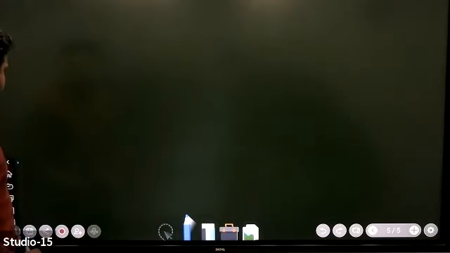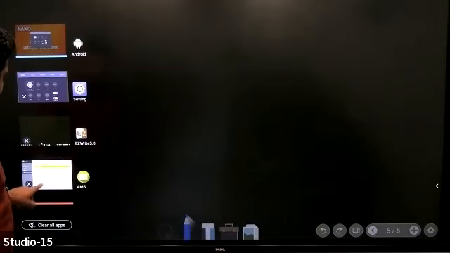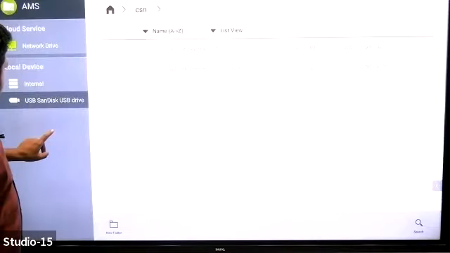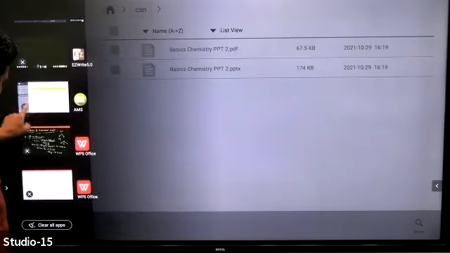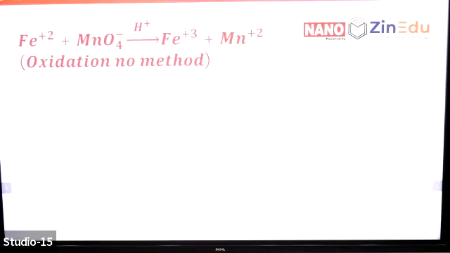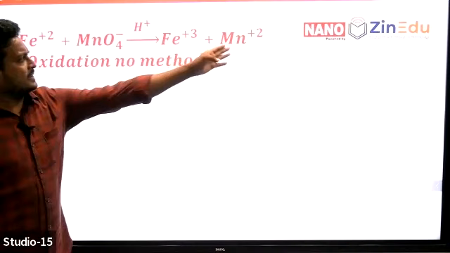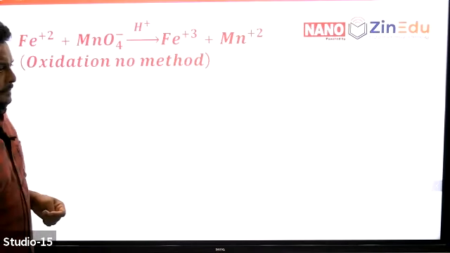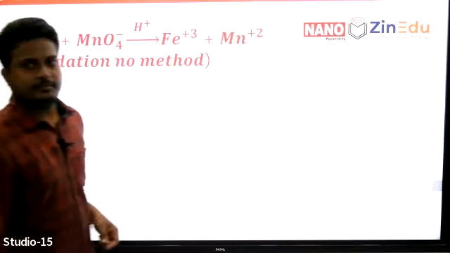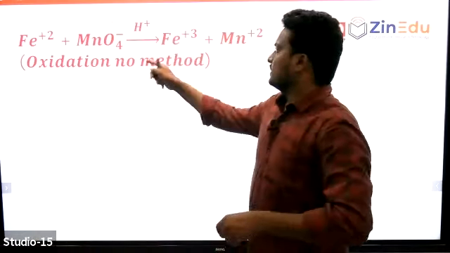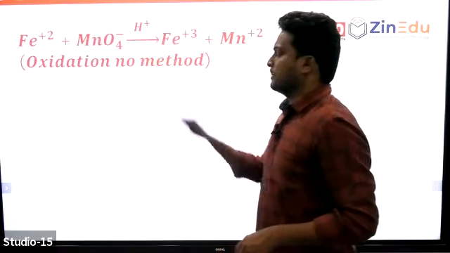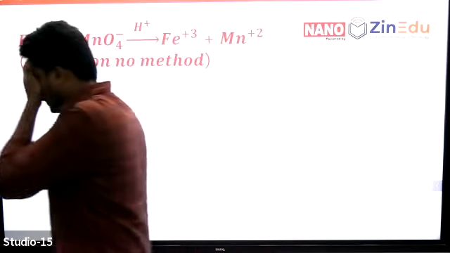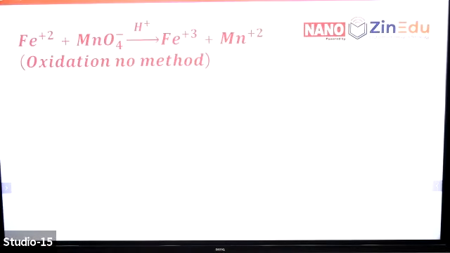First question. Balancing of redox reactions. Fe plus 2 plus MnO4 minus gives Fe plus 3 plus Mn plus 2. Balance this redox reaction in acidic medium by the oxidation number method. Once all of you copy the question, Fe plus 2 plus MnO4 minus gives Fe plus 3 plus Mn plus 2.